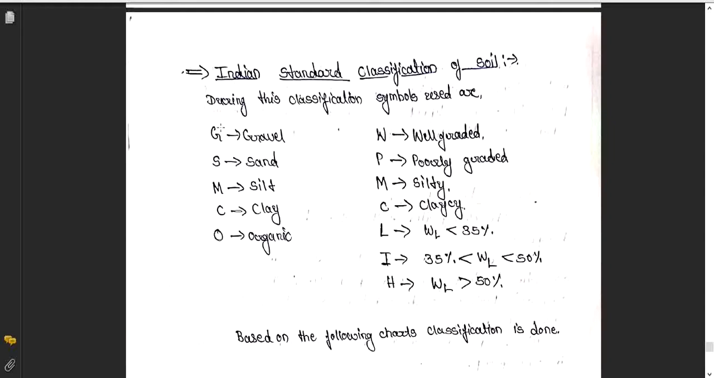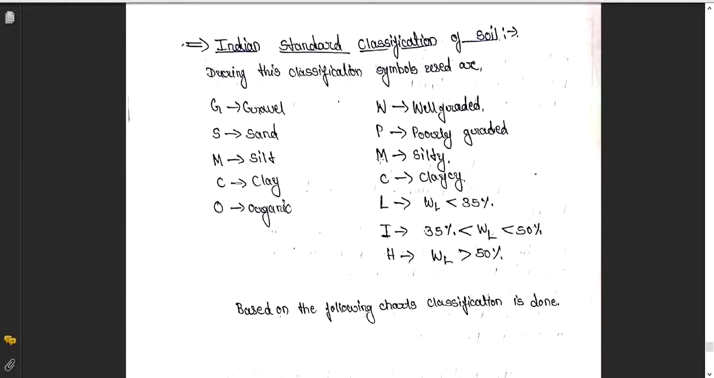If these symbols are prefixed by these symbols, then combiningly we are going to name a particular soil. For example, W stands for well graded, P stands for poorly graded, M stands for silty soil, C stands for clayey soil. For example, if I say GW, that is nothing but gravel well graded, I can say well graded gravel. Okay. Similarly, SP means poorly graded sand, or sand poorly graded, I can say.